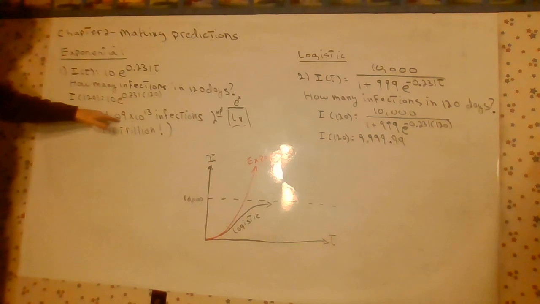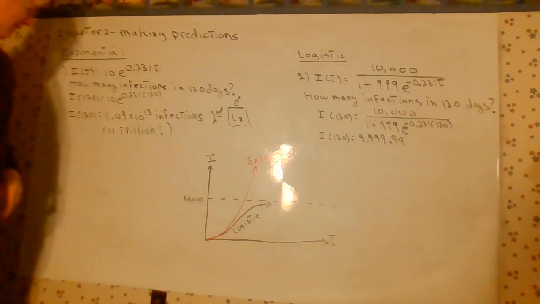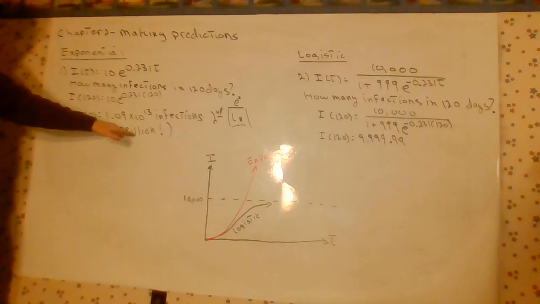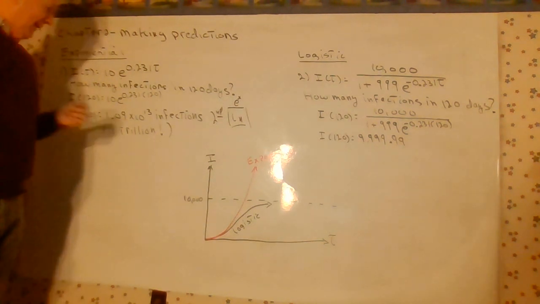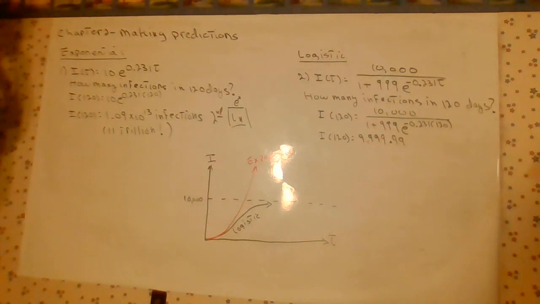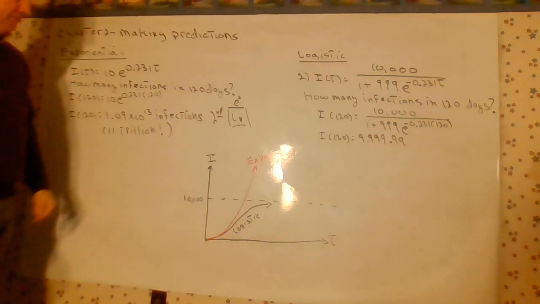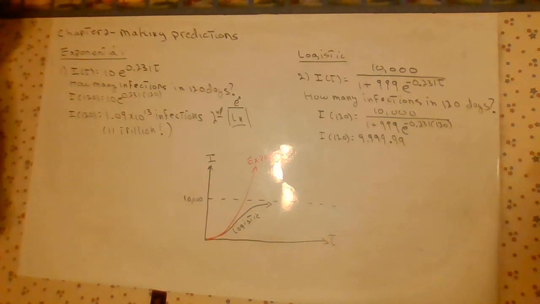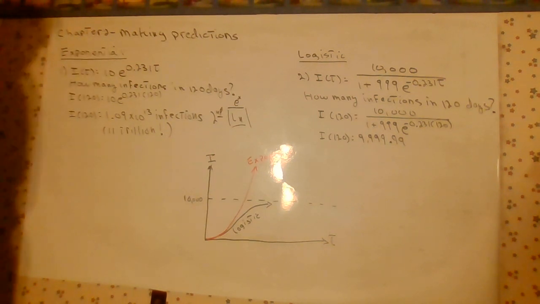We end up with 1.09 times 10 to the 13 infections. That's almost 11 trillion. That's outrageous. We only have 7 billion people on planet Earth. That's more than 1,000 times the number of people on Earth. So obviously, this exponential growth function goes wrong.